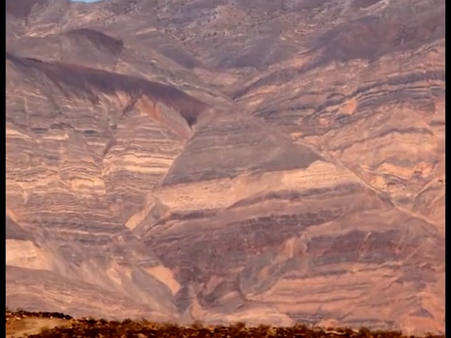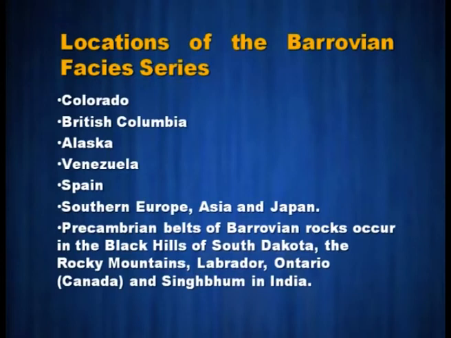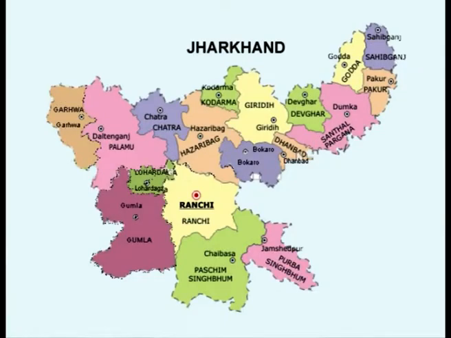Barrovian facies series. The Barrovian facies series occurs in a number of Paleozoic mountain belts as well as in some of Precambrian age. The classic region is the Scottish Highlands. Other belts with Barrovian rocks occur in Colorado, British Columbia, Alaska, Venezuela, Spain, South Europe, Asia, Japan. Precambrian belts of Barrovian rocks occur in the Black Hills of South Dakota, the Rocky Mountains, Labrador, Ontario, Canada and Singhbhum in India. The Paleozoic orogenic belts are clearly associated with convergent plate margins.